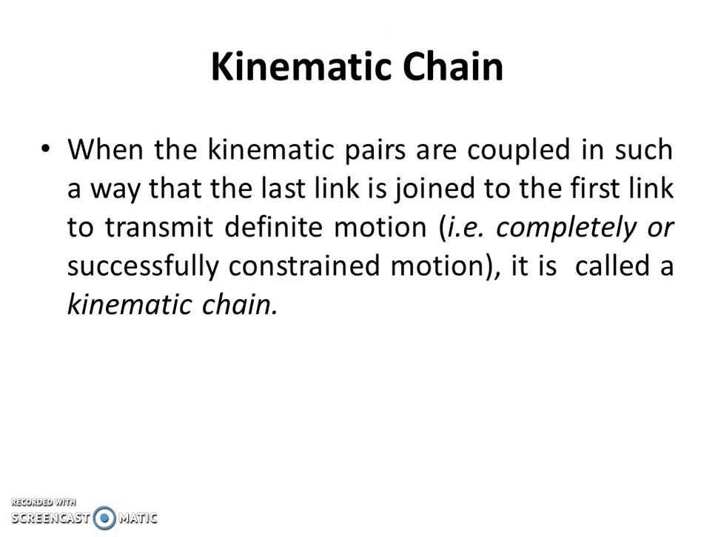Next, we are going to define kinematic chain. A kinematic chain is one where a number of pairs are coupled in such a way that the last link is joined to the first link to transmit a definite motion, that is, successfully constant motion or completely constant motion. So it forms a closed pair. Then it is called a kinematic chain.